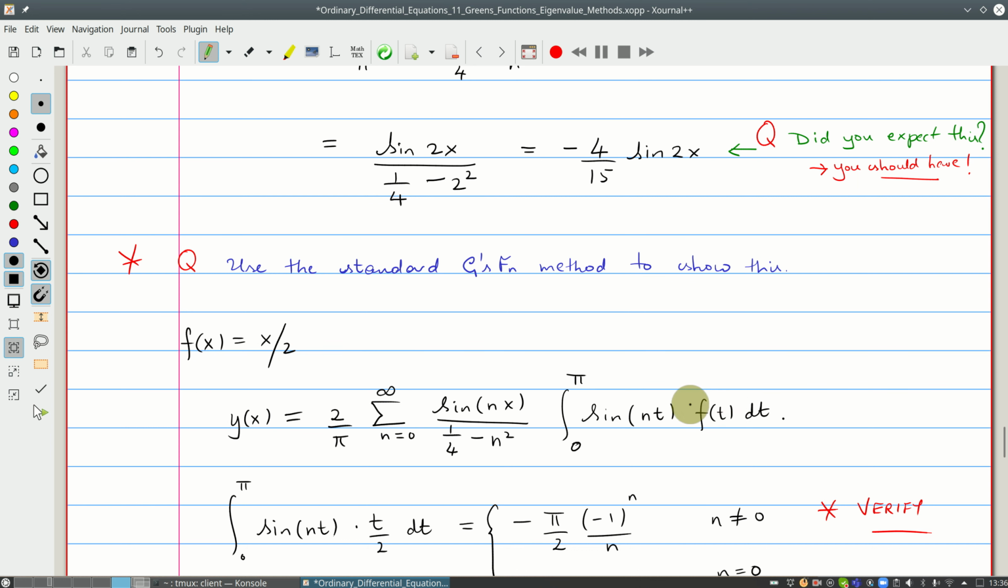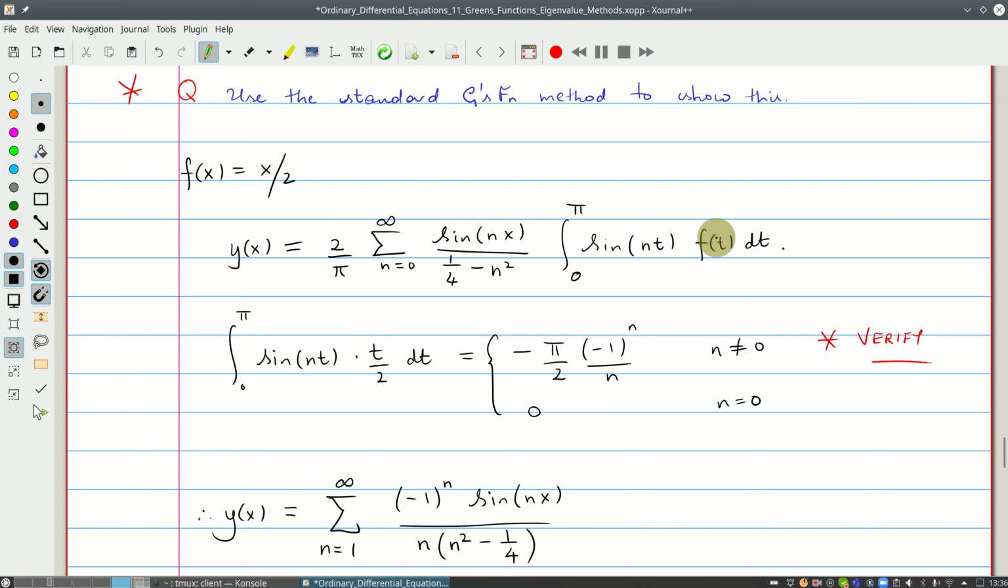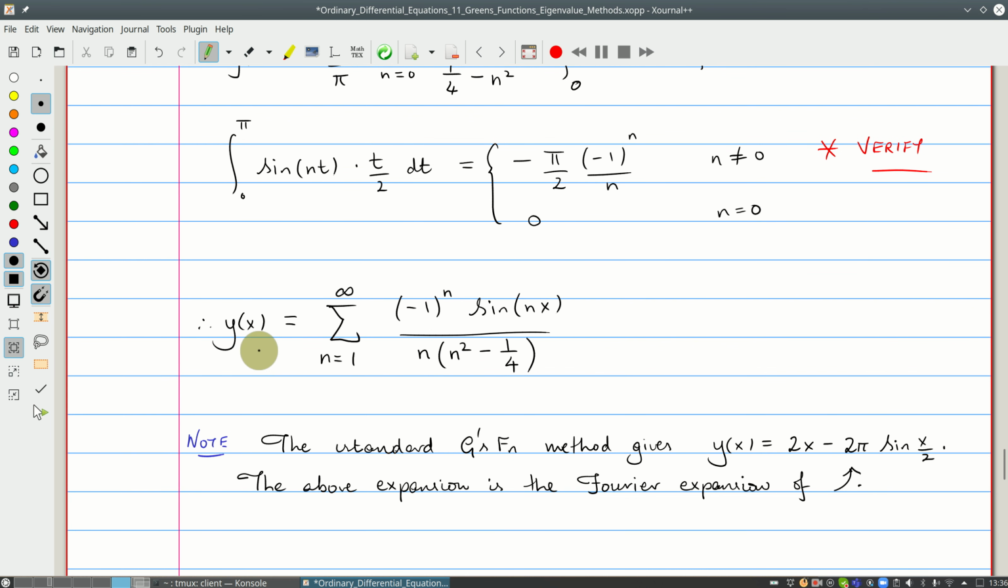Using the same techniques, we put f of x as x over 2, and it'll become t over 2 because now it's a function of t, and this is the integral you need to evaluate. It is given as, if n is not 0, minus pi over 2 times minus 1 to the n divided by n, and if n is 0, it is in fact 0. All right, so please evaluate this, and that gives you the solution in this infinite series form.